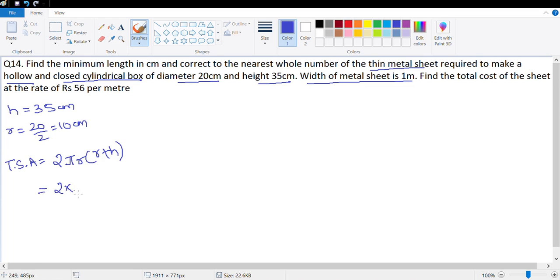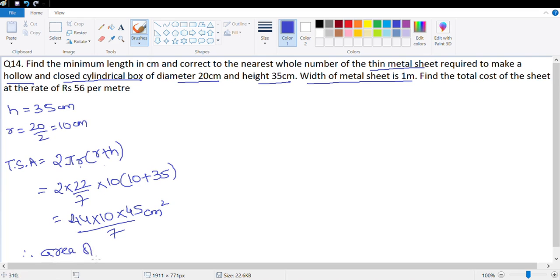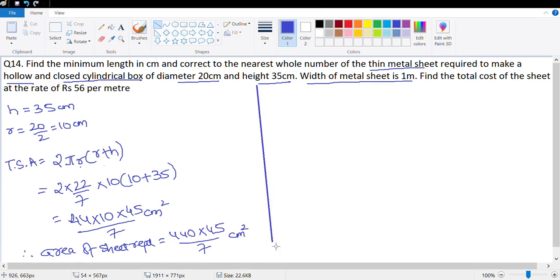Let's put these values. So this is 2 into 22 upon 7 into r, which is 10, multiplied with r, which is 10, plus h, which is 35. So this is 44 into 10 into 45 upon 7 centimeter square. So this is the area of the sheet required. Therefore, area of sheet required is equal to 440 into 45 upon 7 centimeter square.